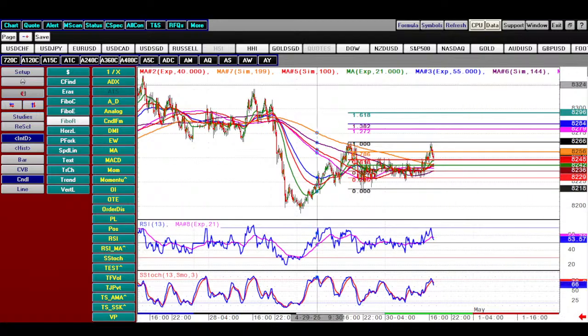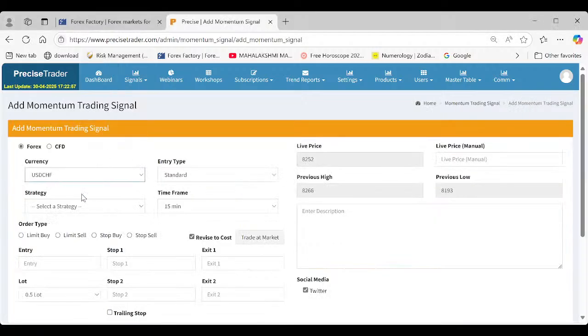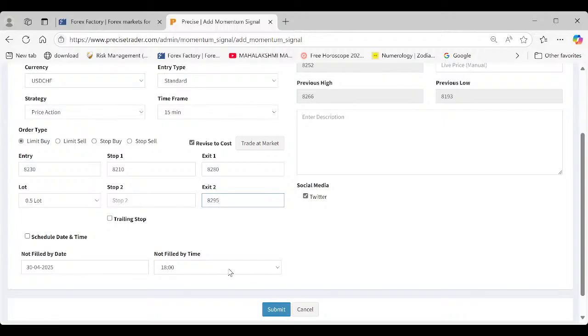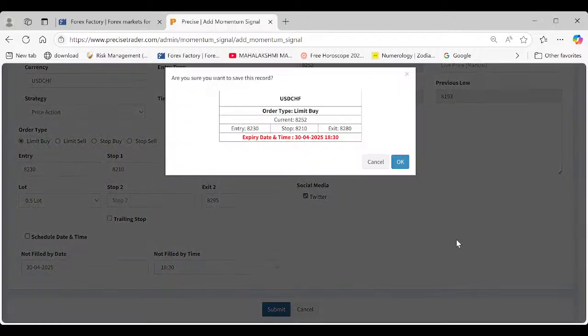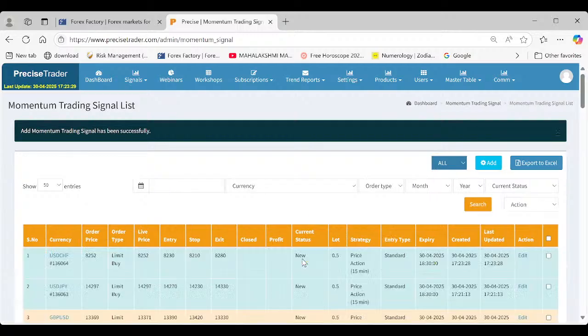So we'll go for a buy around 82.30, with a stop at 82.10, and targets at 82.85, 82.95 and 83.10. We have three price targets. So here we are giving three signals.